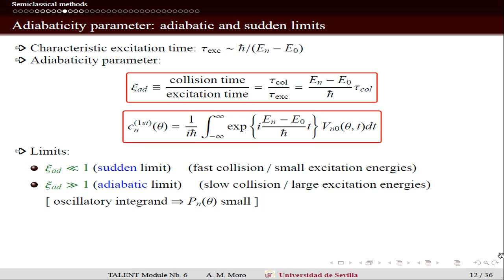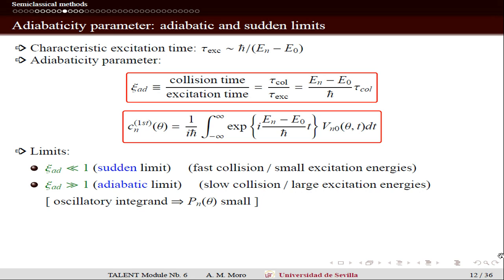So we can replace here the limit by some collision time. What I try to express is that in this exponential, this t will go from maybe minus one half of t collision to one half of t collision. So this t is constrained by the range of time for which this V is important. Okay?